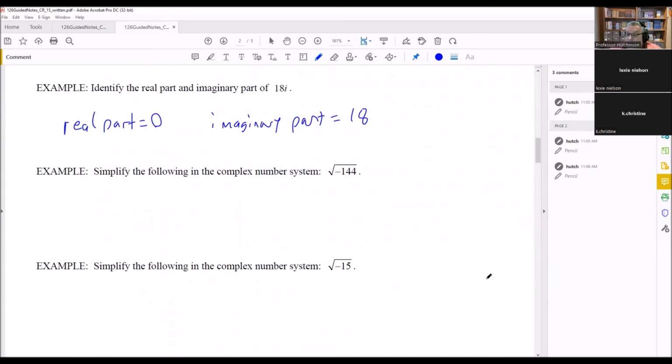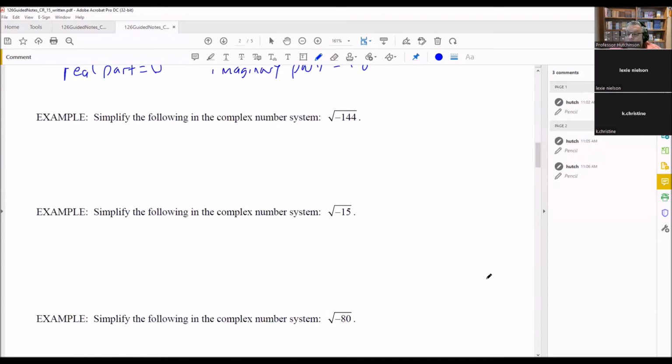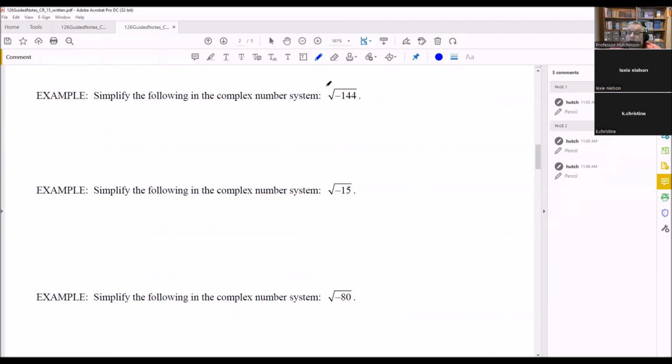Okay, now the next couple questions are asking you to simplify by following the complex number system. Here's the way you're going to do a question like that. The square root of 144, we're going to break that up into the square root of 144 times -1, just like that. Then I can break these down into two separate radicals. There's a property that says we're allowed to do that. Now the square root of 144 is 12, and then the square root of -1, we talked about that at the beginning of this section, that's equal to i. So the answer to this you just put down would be 12i.